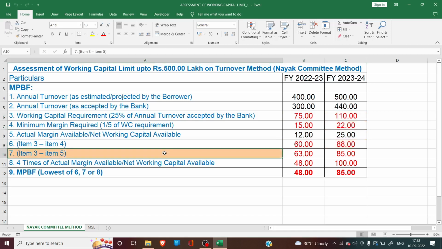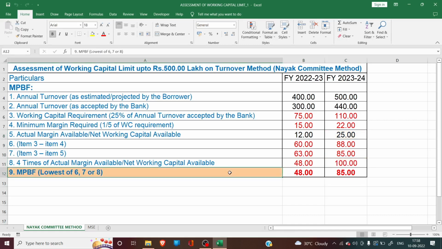Now here we get item 3 minus item 5, that is working capital requirement minus actual margin available. Now for 22-23 it comes to 63 lakhs, and for 23-24 it comes to 85 lakhs. In the next cell, we get 4 times of actual margin available. Here actual margin available is 12 lakhs, 4 times of this comes to 48 lakhs, and for 23-24 margin availability has been estimated at 25 lakhs, 4 times of that comes to 100 lakhs.